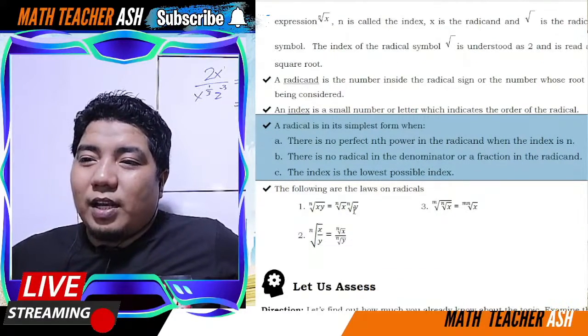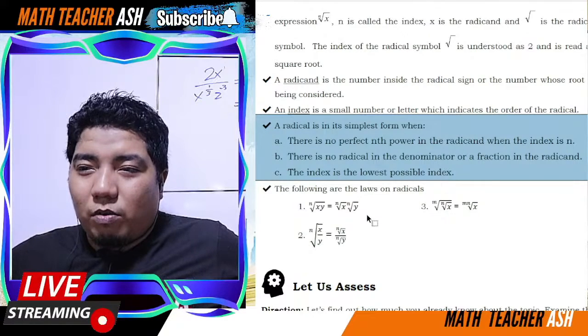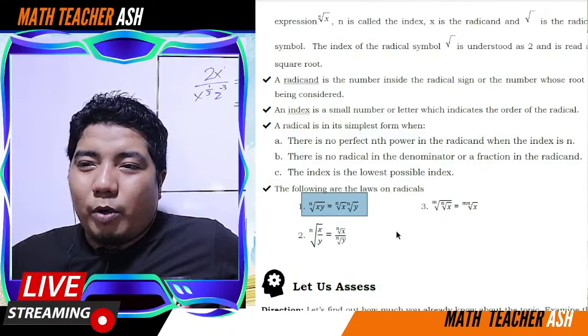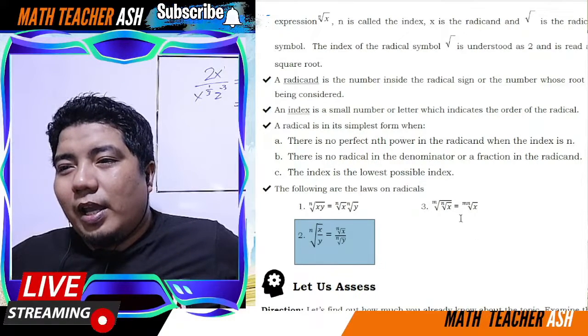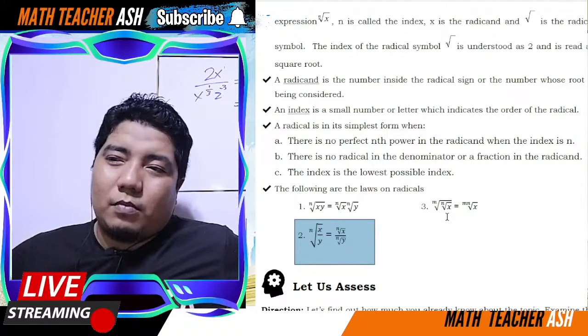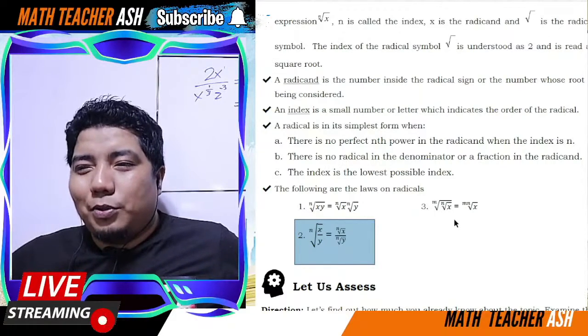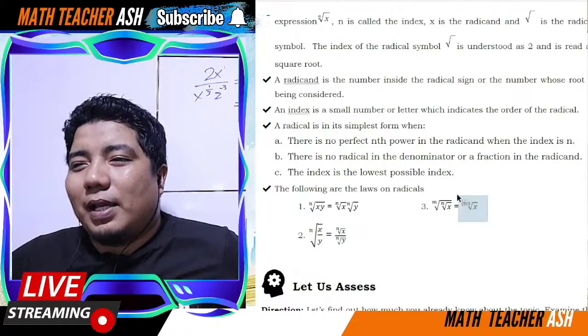And then the law of radicals is like this. The product law of radicals, pwede mo silang biyakin. The quotient law, pwede mo silang biyakin din. And the root to root. Ayan, root to root. O, pwede mo silang pag-isahin.